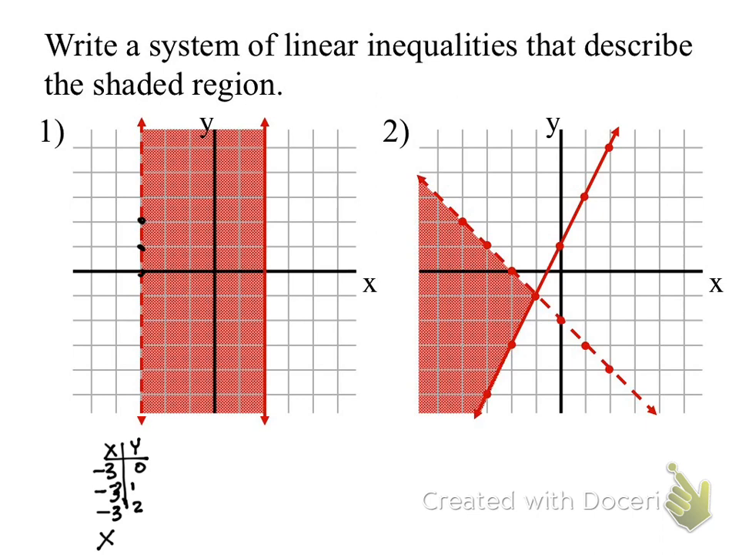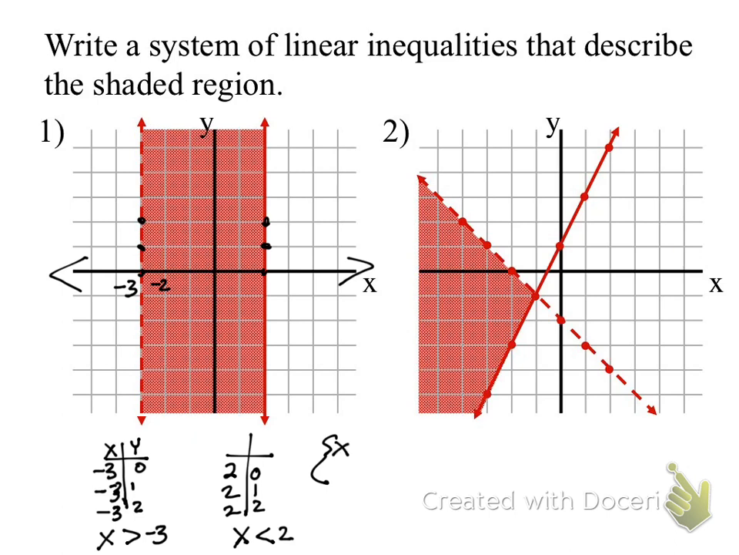X is what? Is it greater than or less than negative 3? Where's the shading on that number line? This is a number line. Here's negative 3. So x is greater than negative 3. The other one, we're going to write it. Give me the 3 points. What are they? 2, 0, 2, 1, 2, 2. So what is this one going to be? X is less than 2. That's your system.